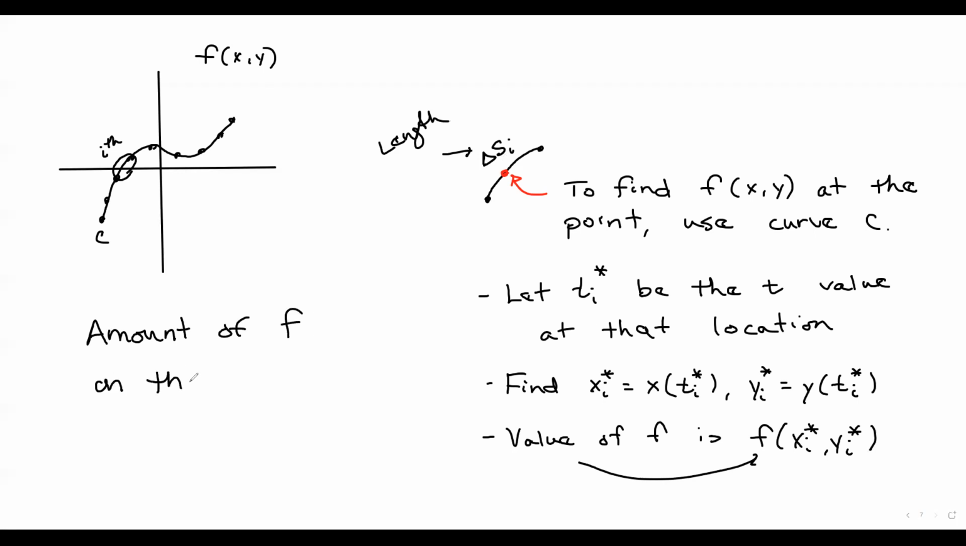On the ith piece. That's not that complicated. You just multiply the two. So the amount of f on the ith piece is going to be f of x sub i star, y sub i star, times change in s sub i. All right, so that's the amount of f for that specific piece.